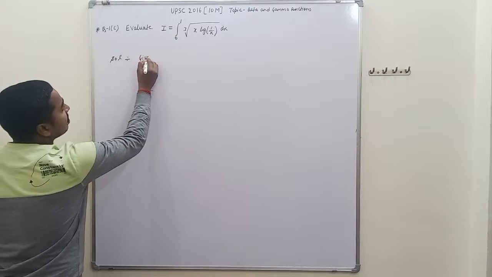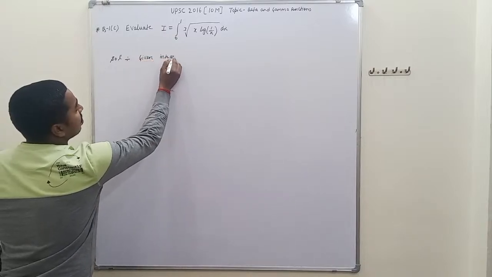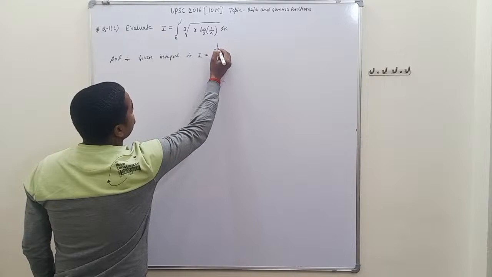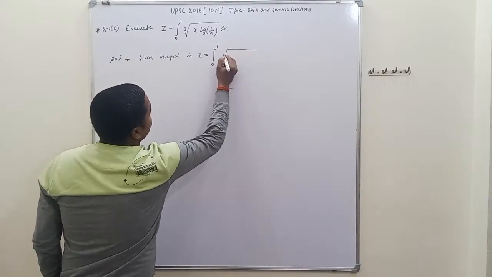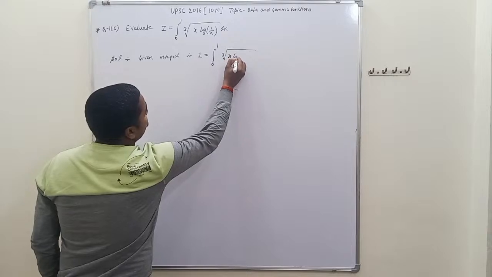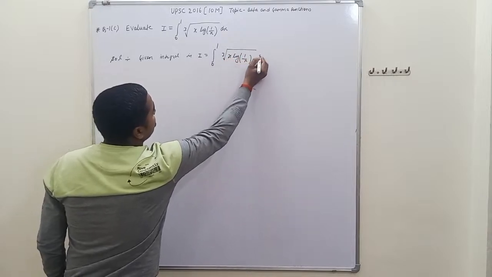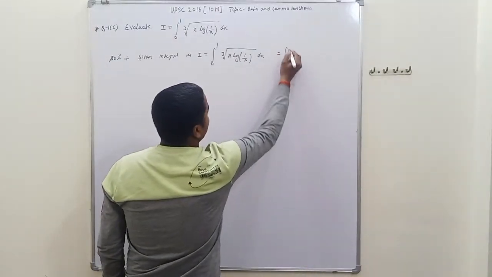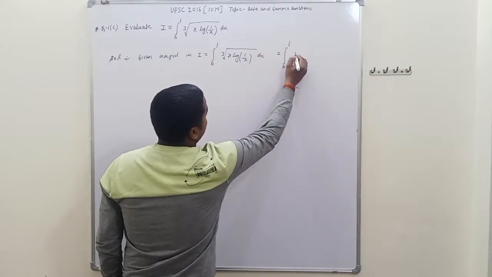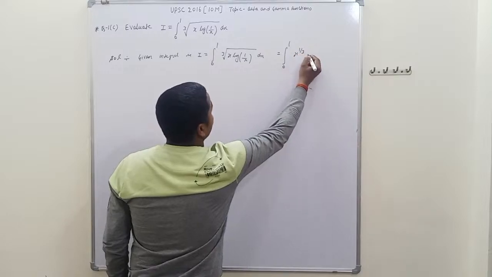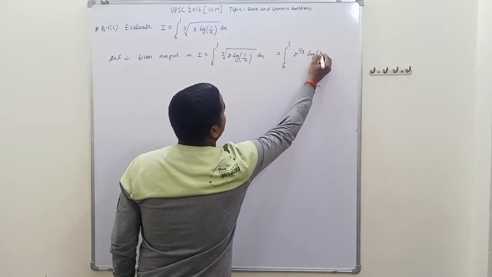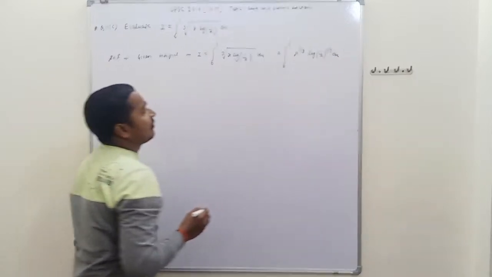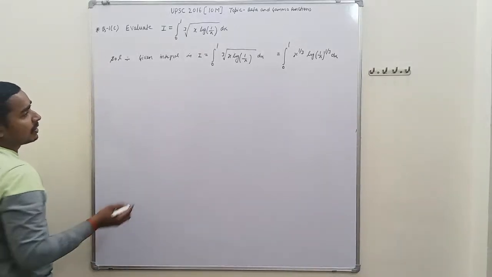Given integral is I equals integral from 0 to 1 of cube root of x times log 1 by x dx, and we can also write this as integral from 0 to 1 of x to the power 1 by 3 times log 1 by x to the power 1 by 3 dx, and further we have to use beta and gamma function to solve the given problem.